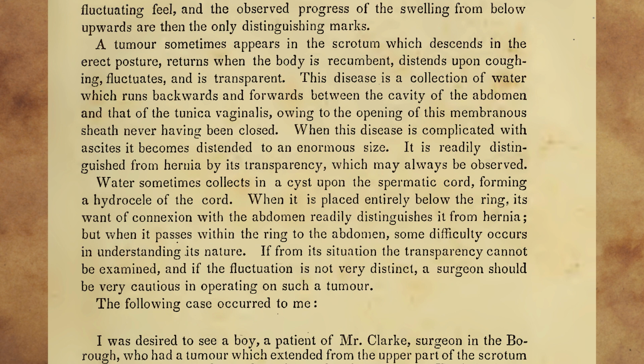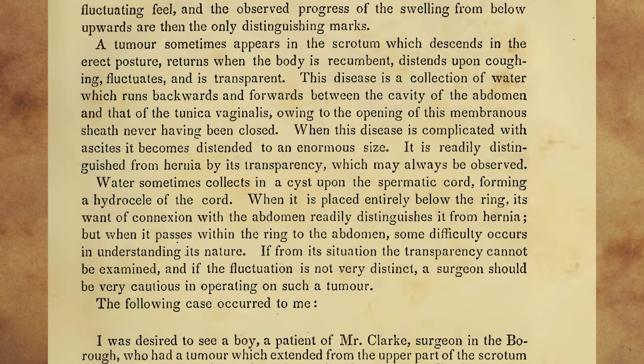When this disease is complicated with ascites, it becomes distended to an enormous size. It is readily distinguished from hernia by its transparency, which may always be observed. Water sometimes collects in a cyst upon the spermatic cord, forming a hydrocele of the cord. When it is placed entirely below the ring, its want of connection with the abdomen readily distinguishes it from hernia. But when it passes within the ring to the abdomen, some difficulty occurs in understanding its nature. If, from its situation, the transparency cannot be examined, and if the fluctuation is not very distinct, a surgeon should be very cautious in operating on such a tumor.